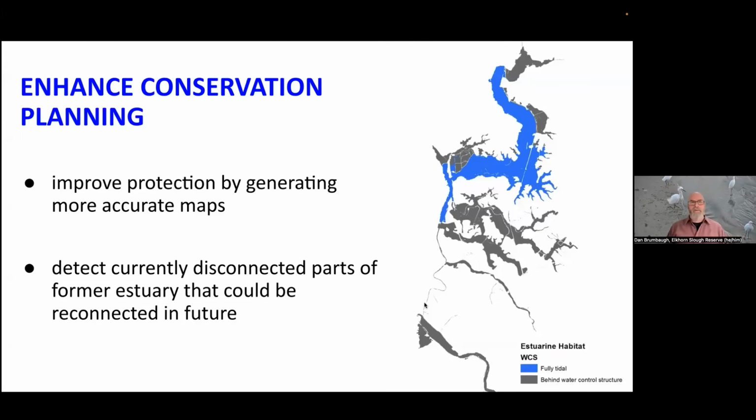And then in the restoration area, we can see what are former disconnected parts of estuaries that could be reconnected in the future. This map on the side here shows the fully tidal part of Elkhorn Slough estuary in blue, and in gray, it's showing all the former parts of the estuary that are behind various kinds of water control structures. So they're in various levels of disconnection and aren't functioning fully in the way they used to as part of the estuary. So those are opportunities perhaps for creating better connectivity and restoration.